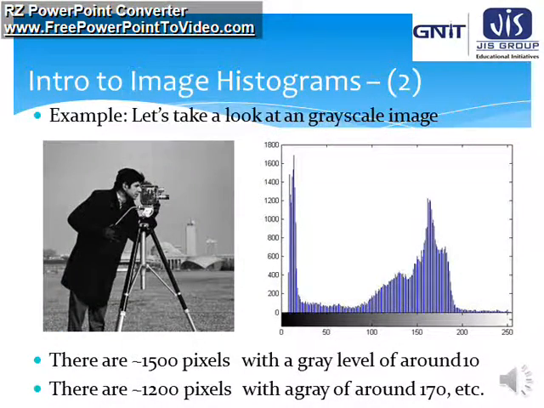This is an image and the corresponding histogram plot has been given. Here is an example, take a look at these grayscale images. There are 150 pixels with a gray level of around 10. So in the graph it has been plotted, and there are 1200 pixels with a gray level of around 170, etc. This has also been plotted here. So some grayscale values and their histogram have been plotted here for this grayscale image.